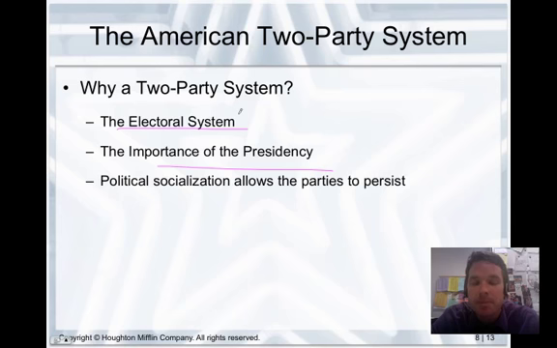In order for a smaller party, a third party, to get elected, they have to win a whole state or a whole congressional district, and that obviously is much more difficult. Political socialization allows the parties to persist.